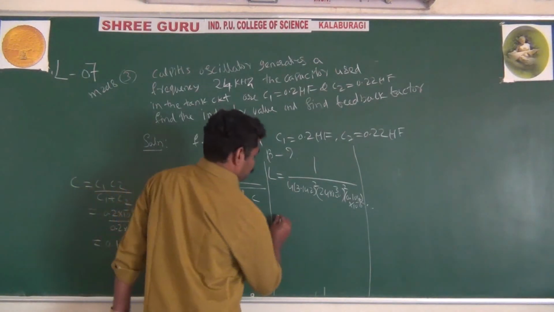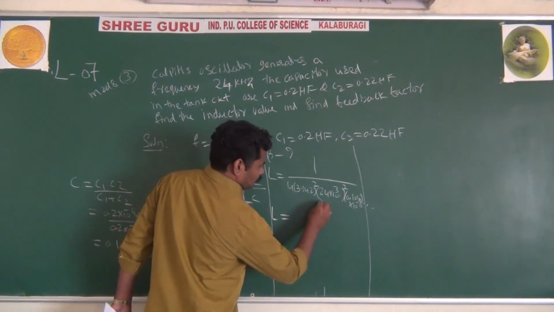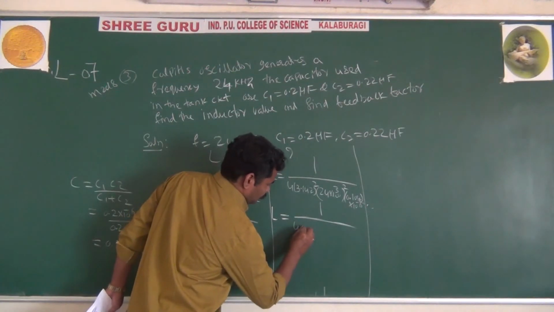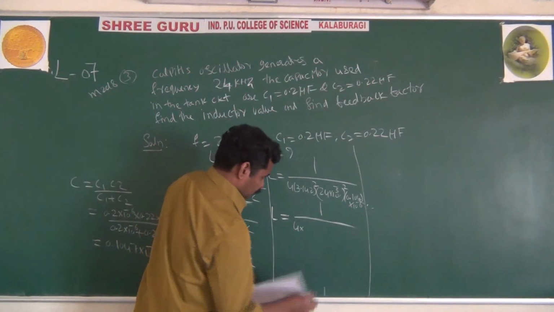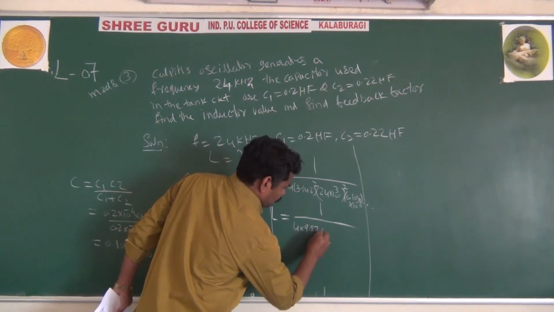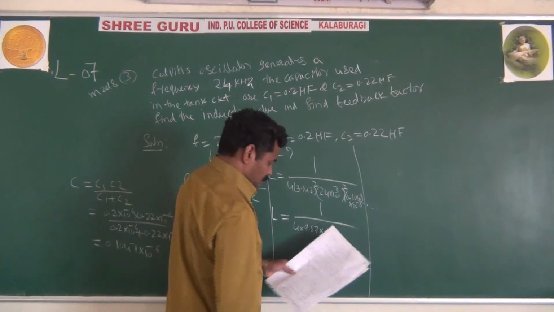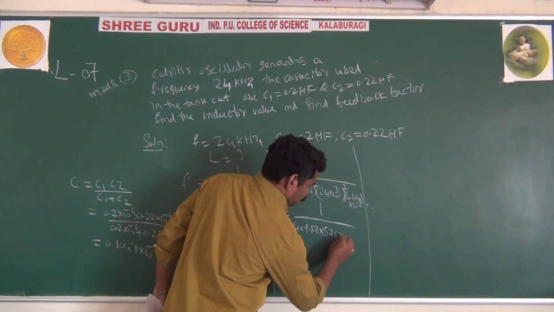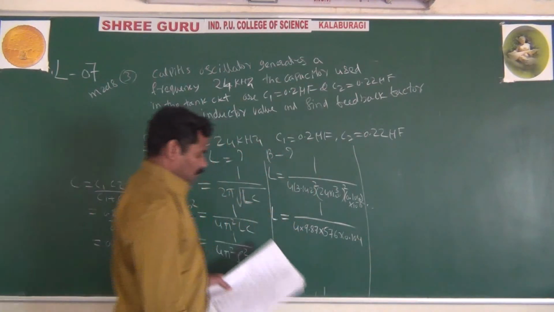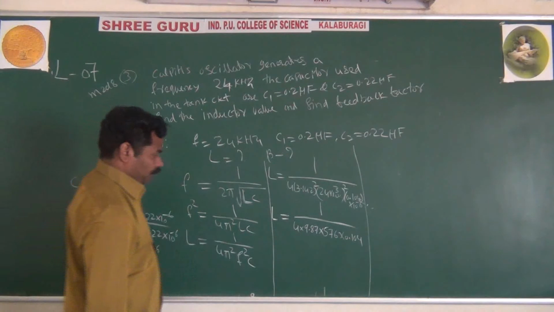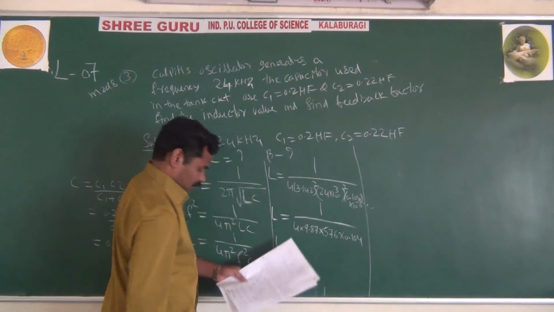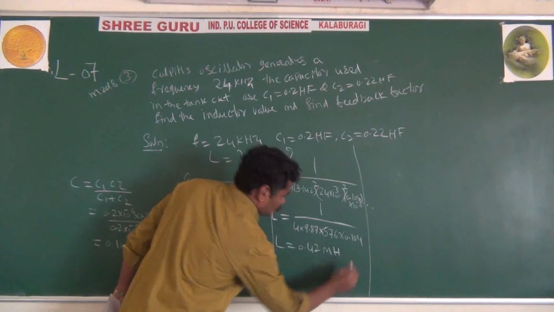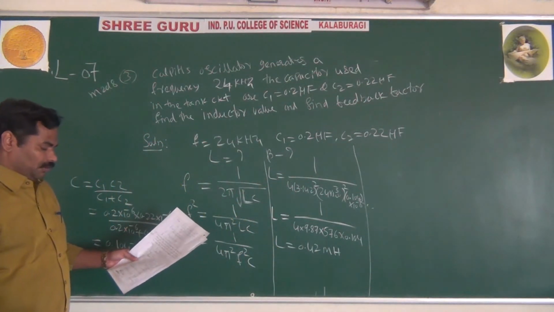Then after simplifying it, we will get L is equal to 1 divided by, nearly about 4 into, if we square it, we will get 9.87 into, we may get about 577, this square 576 into 0.104, and after simplifying it, we may get nearly about L is equal to 0.42 millihenries.